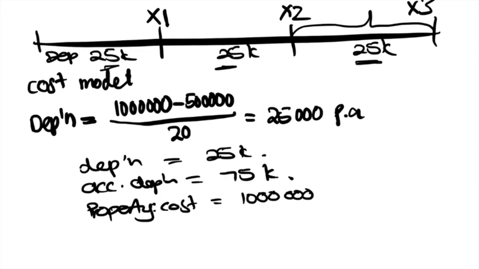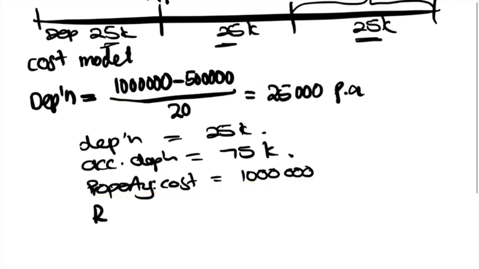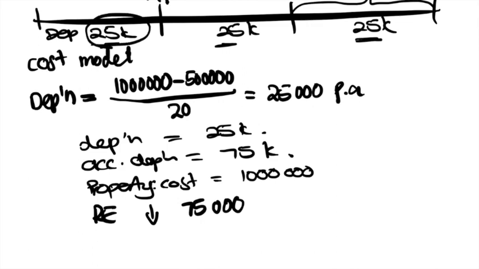Okay, and the other thing to bear in mind here is that our retained earnings overall is down by 75,000, and this is the cumulative effect of the depreciation that we have processed over 3 years, because this would have reduced our retained earnings at the end of the year by 75,000 in total.